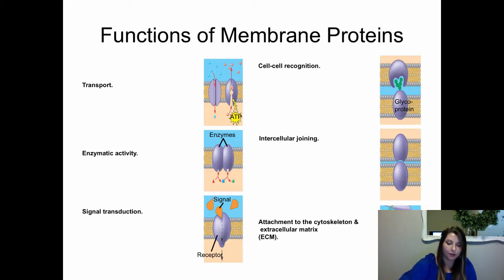We also have intercellular joining, and this is where our intercellular communication is going on. So these cells are affixed to one another, so this is allowing them to communicate. And then we also have the attachment to the cytoskeleton and the extracellular matrix, which you can see here.